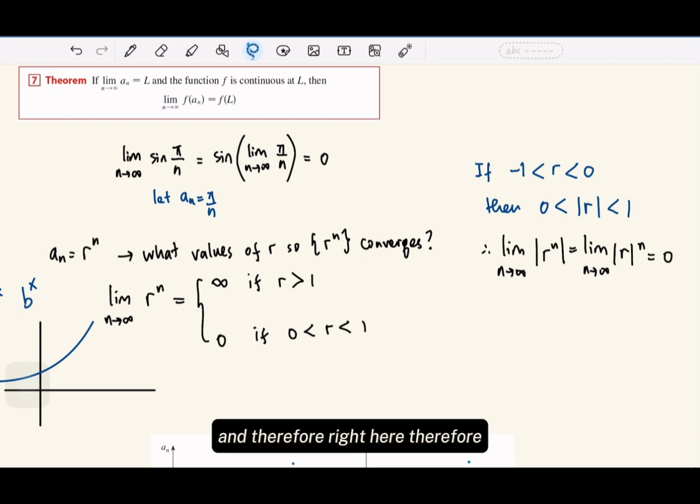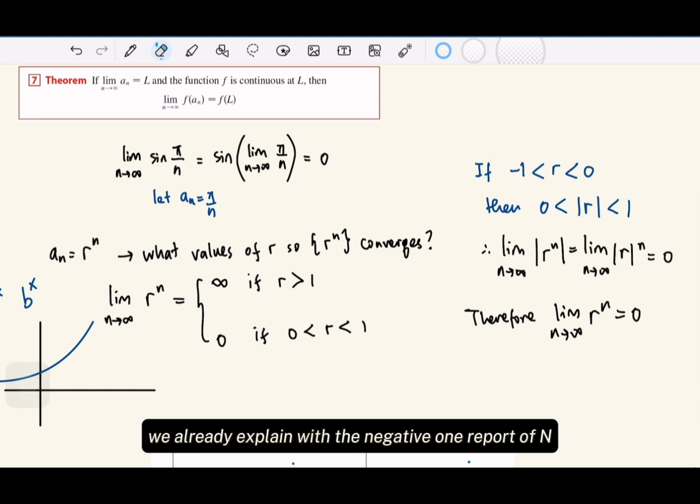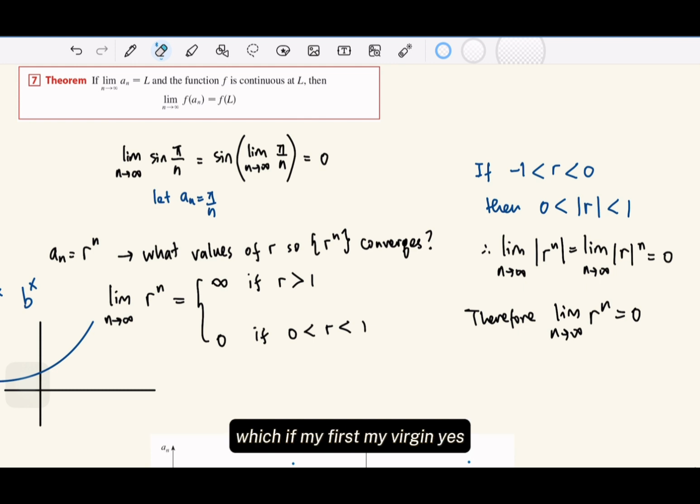And therefore, the limit as n approaching infinity of r to the power of n is going to be 0. And what will happen if r equals -1? We already explained that -1 to the power of n is divergent, because if you take r = -1, it will be -1, 1, -1, 1, and it's always oscillating. So it diverges.